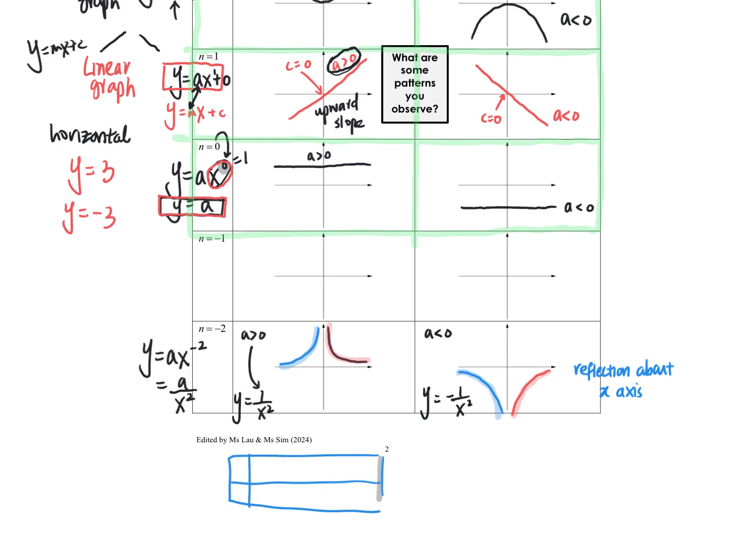Let's say your x is 1, and then your y is 1 over 1 squared. So this is 1. Okay, when x is 2, this one will be 1/4. It gets smaller and smaller, right? But what if you put in a negative number? Can you see that it still becomes positive? So that's why on this side, it is also on the top part, because when you square it, it will become positive.